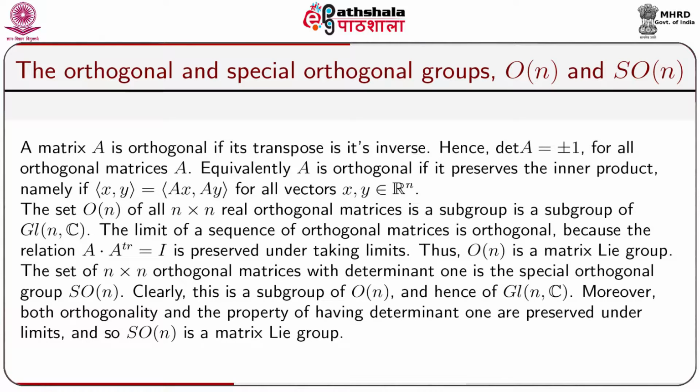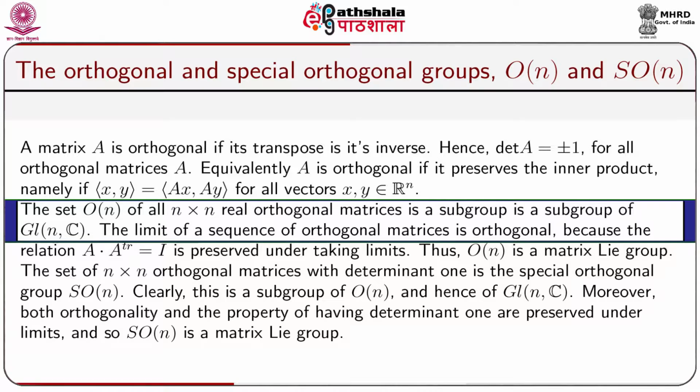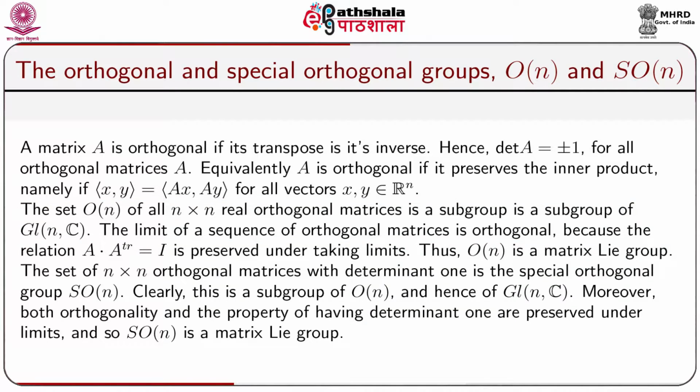Now, the set of all n by n real orthogonal matrices, which will be denoted by On, is a subgroup of GLNC, because the product of any two orthogonal matrices is orthogonal and the inverse of an orthogonal matrix is orthogonal. It is also proved that the limit of a sequence of orthogonal matrices is orthogonal.